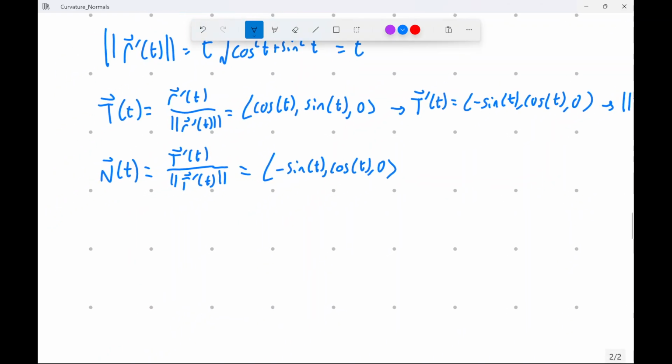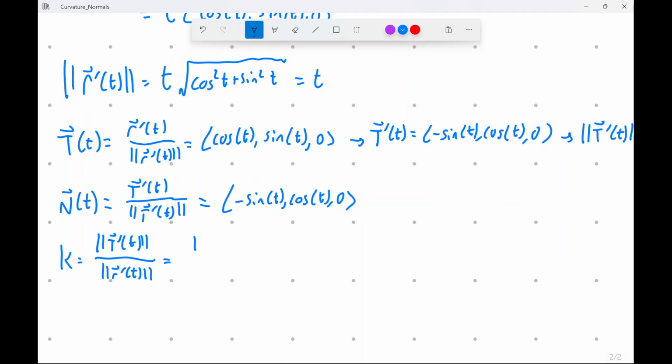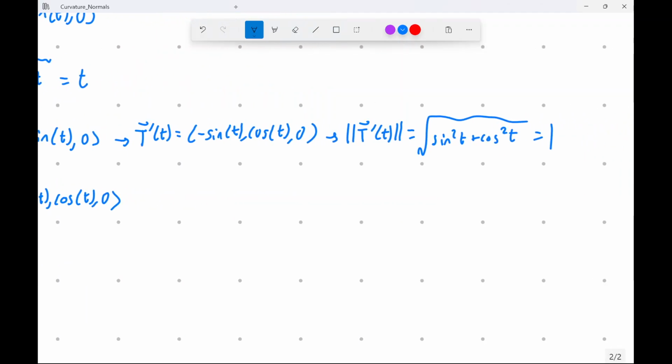Okay. And so now I can find kappa, which is my curvature. Again, this is the length of T prime of t divided by the length of r prime of t. And again, the reason I like using this formula is I've already found all these numbers, and so I just get to plug them in. So let's see, T prime of t, the length of that we found earlier was 1. We did that over here.